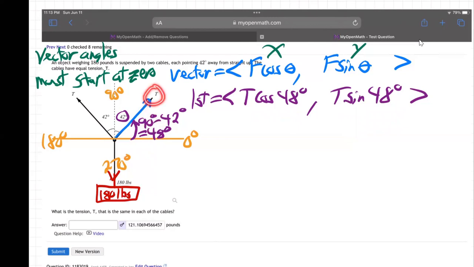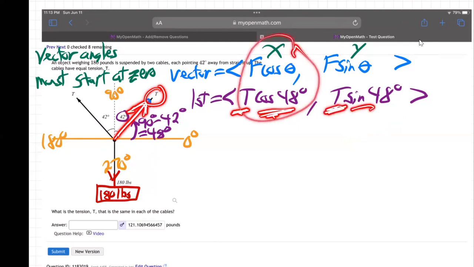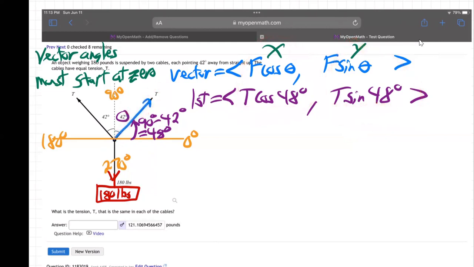And what's this T thing? Well, T is what I don't know. I don't know if this is 100 pounds, 50 pounds, 70 pounds. How many pounds of tension are in this cable pulling up to the right? Whatever that is, T times the cosine of the angle is the x component, and that same T times the sine of the angle is the y component. Now for the second vector, let's go up to the second vector. So, okay, the second vector is right here.